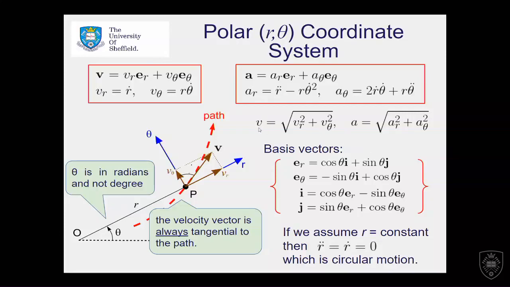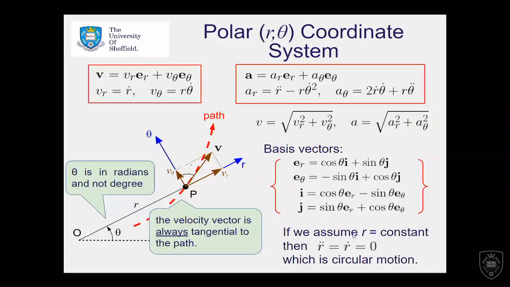Okay. And then v, which is the magnitude of the velocity vector, is by definition, by Pythagoras, the square root of the square of v r plus the square of v theta, same thing for a. And this is a little summary of how to go from e r to i and j. Okay? You could use this to solve some problems, but you don't have to, I don't think.